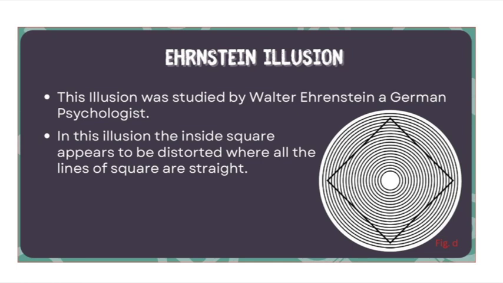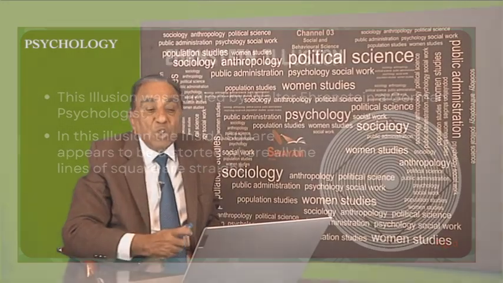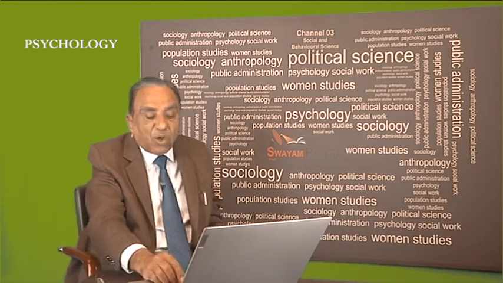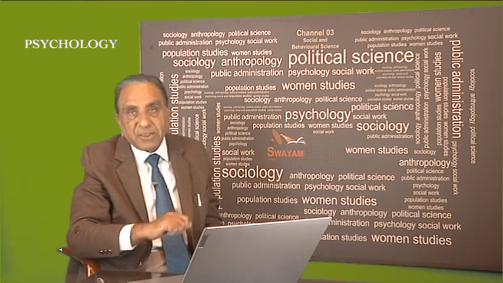Because in this illusion, the inside square appears to be distorted where all the lines of the square are straight. These four lines are distracting you, they are creating a problem, so it appears to be not a perfect square. So, this was about the Ehrenstein illusions. These were some of the important types of illusions which are caused because of geometrical figures.